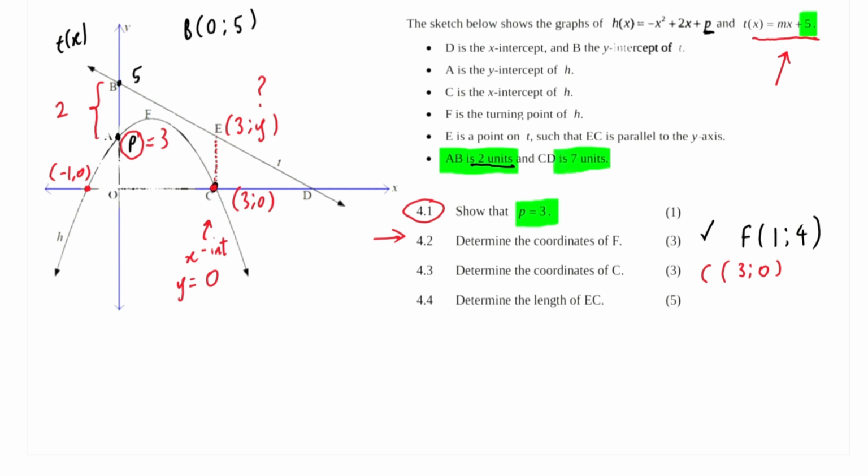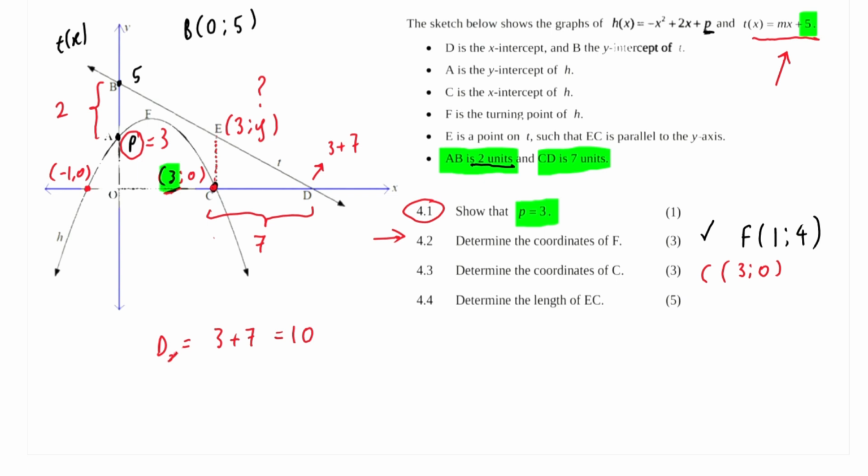Well, we are given that CD is 7 units. We know the x coordinate of C is 3, and the horizontal distance CD is 7, so D is going to be 3 plus 7, which is 10. I can put a small x there to say the x coordinate of D, and therefore I can write D as 10 and 0. D lies on the straight line, so I can substitute this coordinate into t of x.